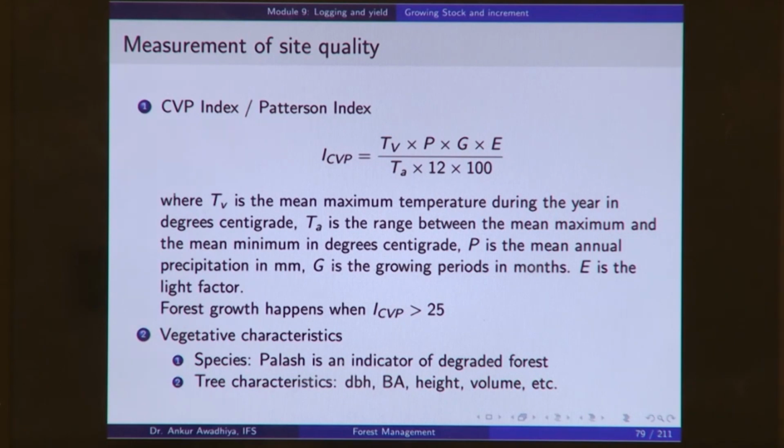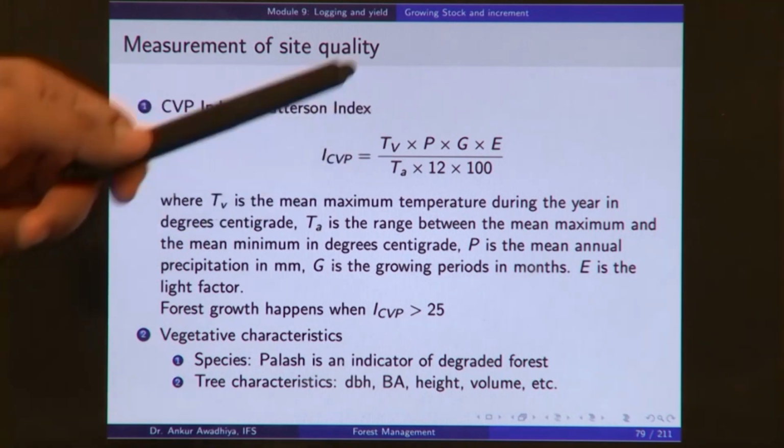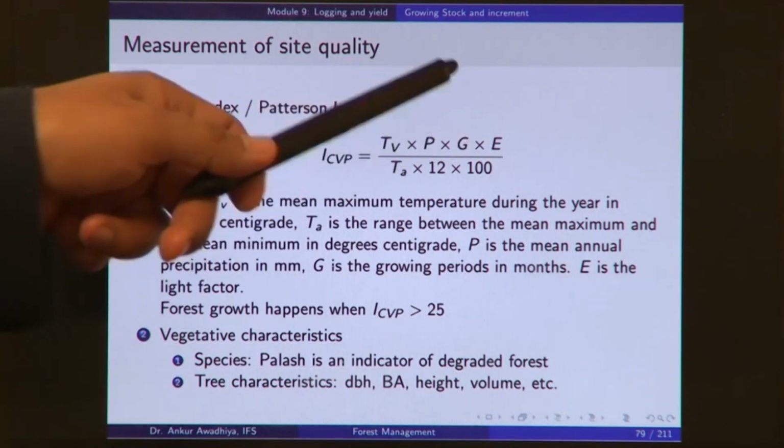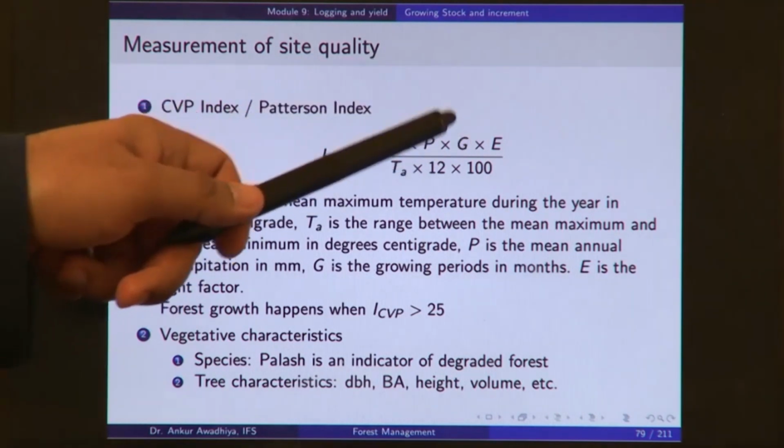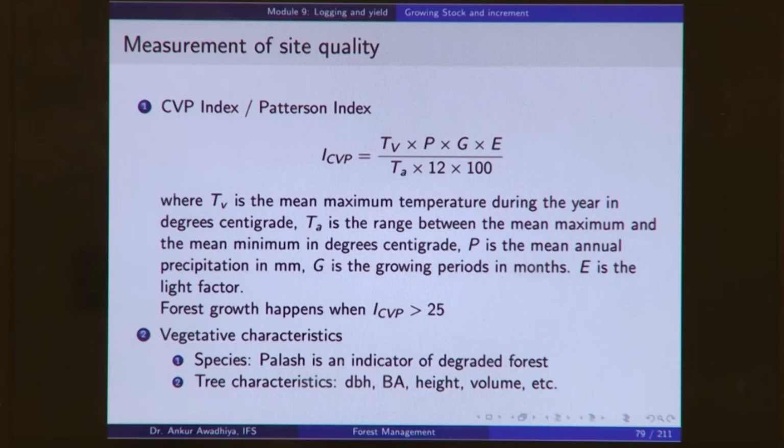Now, when we talk about the site quality, we can make use of the climatic data of the site by looking at the temperature data, the precipitation data, the growing season and the availability of light in that area to determine what will be the site quality of the area. So, this is one easy way or one mathematical way of finding out the site quality.